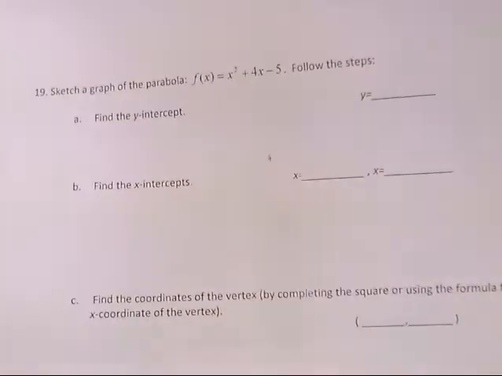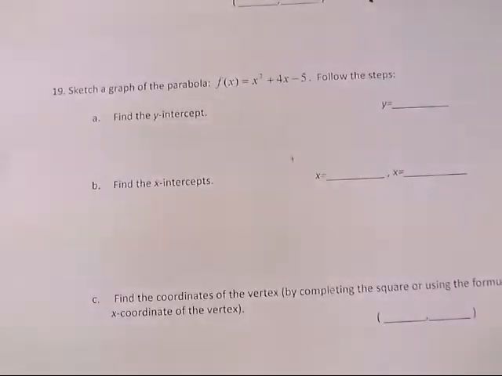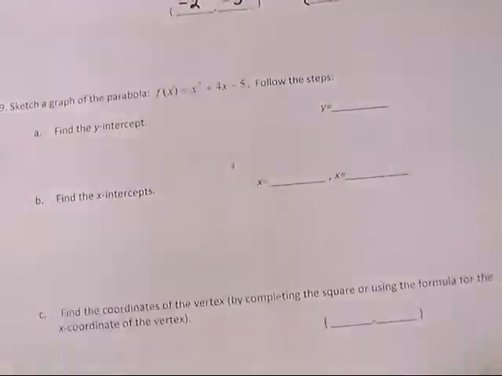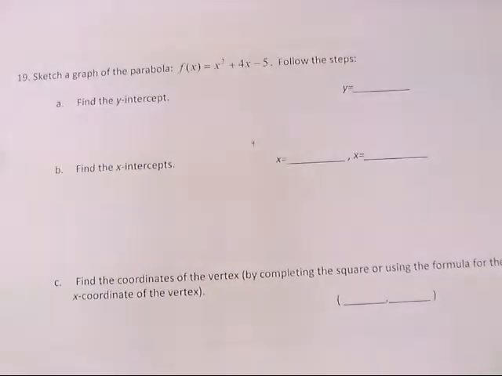Alright, number 19 is a graph of a parabola in 4 different steps here. Part D is on the next page. Here we're going to sketch the graph of the parabola f of x equal to x squared plus 4x minus 5 by following these 4 steps. In part A, you're going to find the y-intercept.